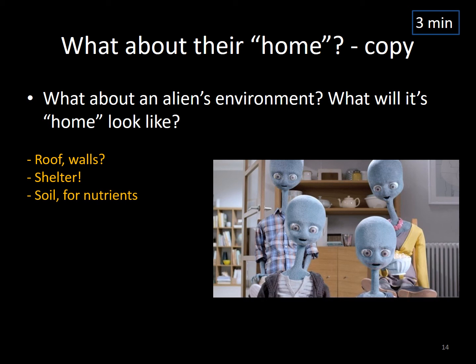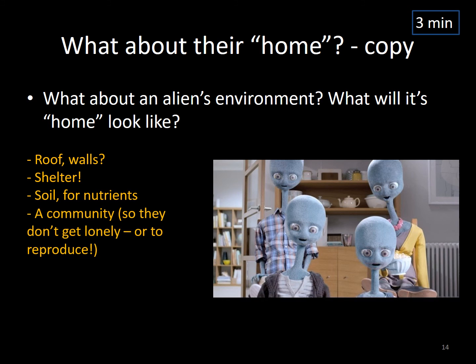Right, the next thing, an alien might need some soil for nutrients, or it might need to be around plants or other aliens so that it has really easy access to food. The other thing, the alien might want a community so that it doesn't get lonely. We said before as well, didn't we? For an alien to be called a living being, it needs to be able to reproduce. So it can't be living on its own. It's going to be in a community where it can find other aliens, settle down, have some kids, live happily ever after.